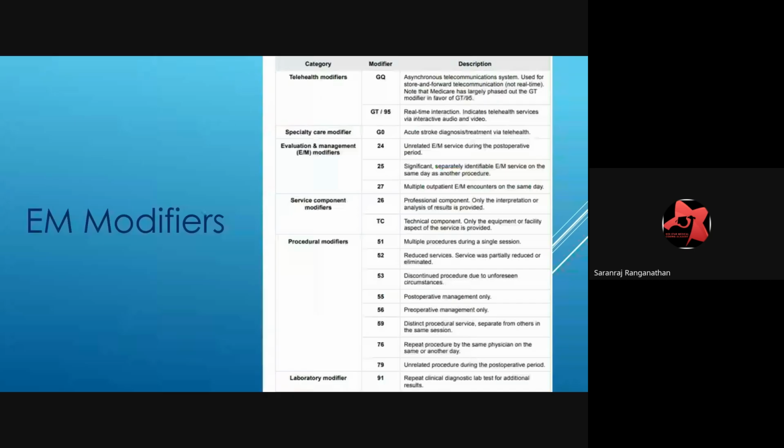And some of the modifiers, if you see the modifiers specifically, come for E&M: 24, 25, and 27. 24 is an unrelated E&M service during the postoperative period. Firstly, I come for some surgery. After some days I come for some diagnosis. So stomach surgery is there, but I got some knee pain, and now I'm coming to check the knee pain. So it becomes an unrelated E&M service during the postoperative period. In the 90 days of the global period, whatever services they provide will be included in the surgery criteria. But this is not related to the surgery. This is a different condition, so in that scenario I need to use the 24 modifier. 25.